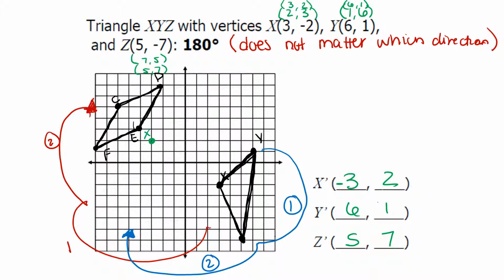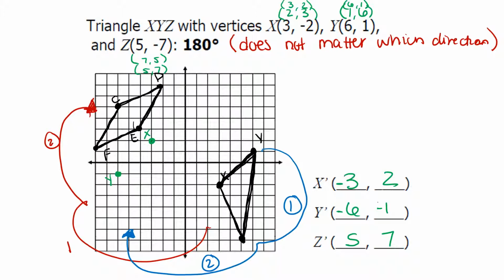For letter Y, that was our blue line. We had to turn it 2 times. We end up in this bottom quadrant. So for Y, we have to go left 6, but we have to go down 1. Left 6 is negative, down 1 is negative.